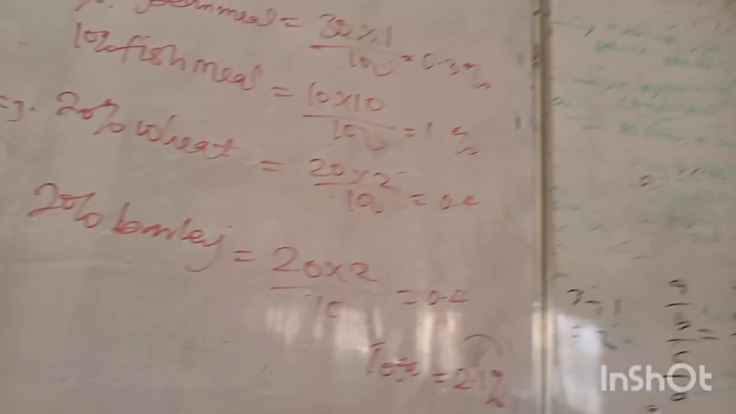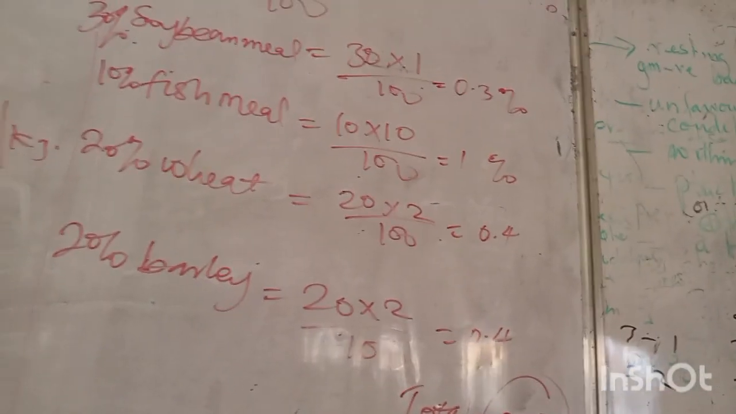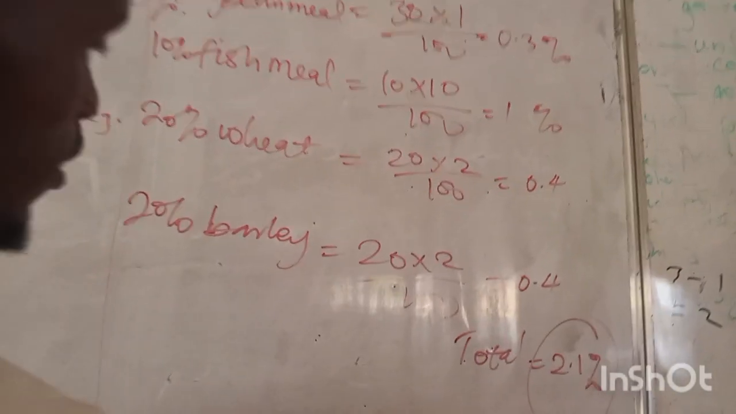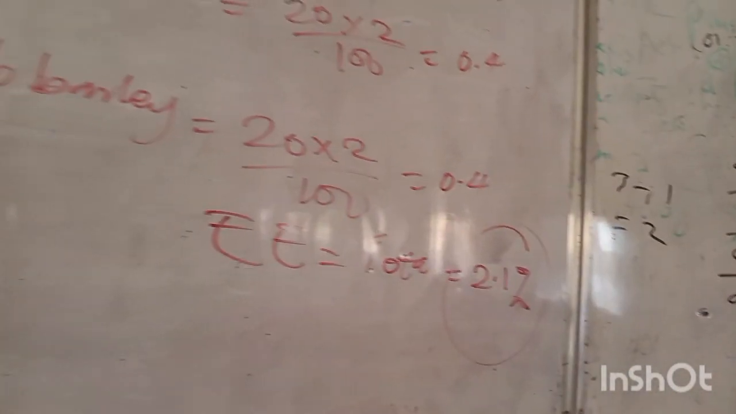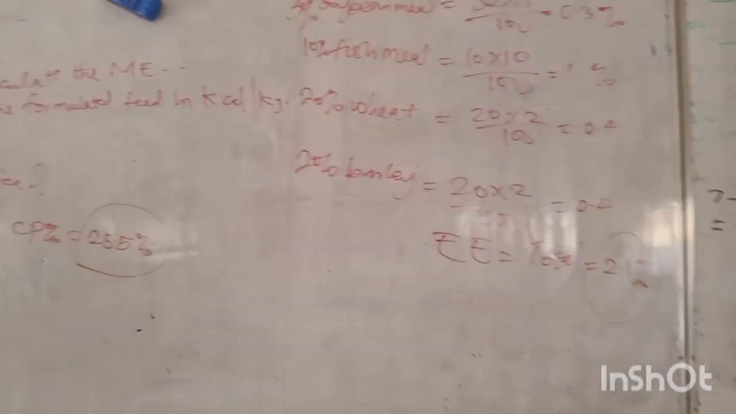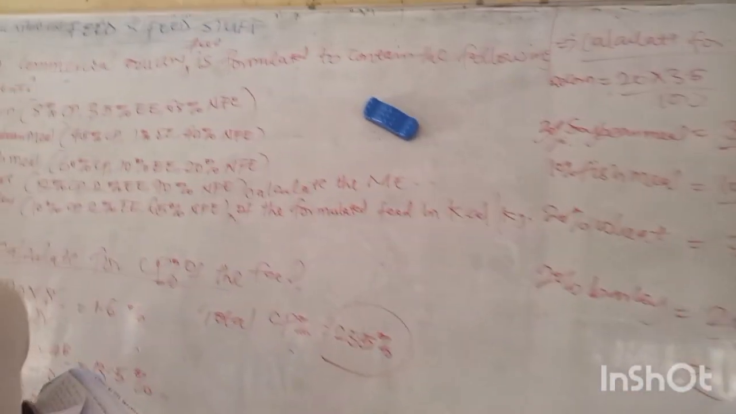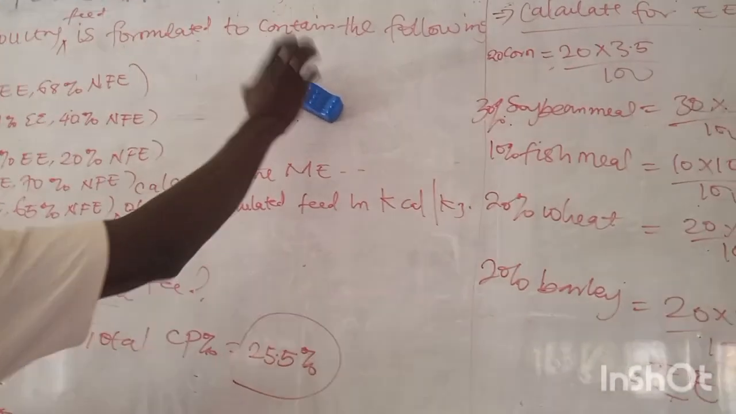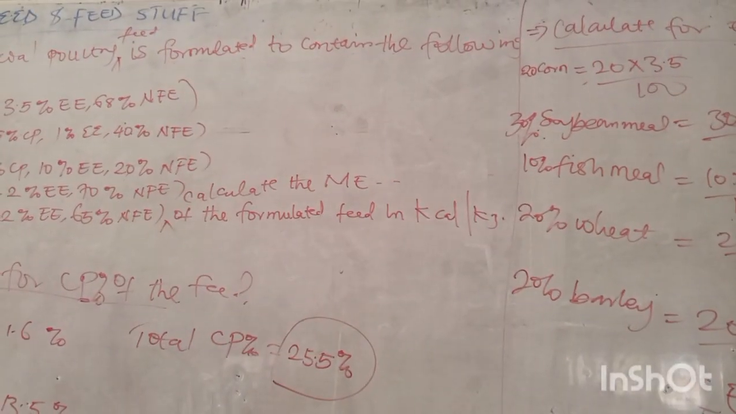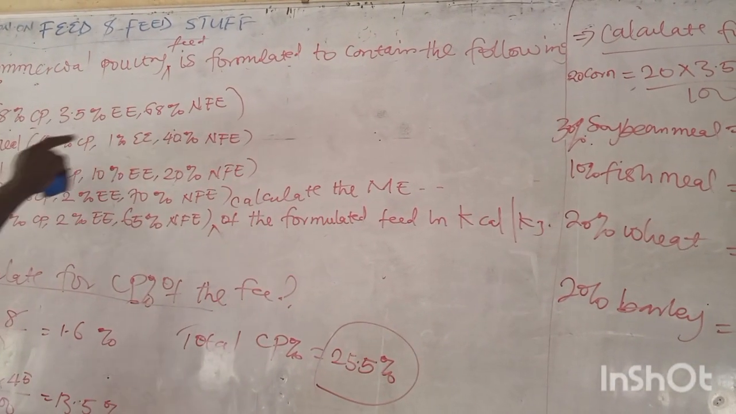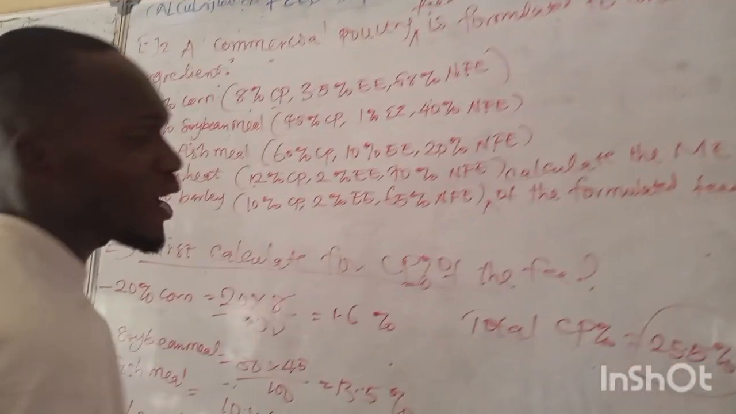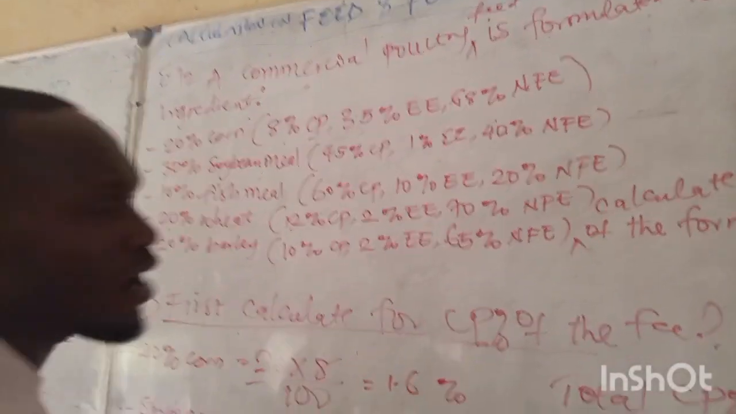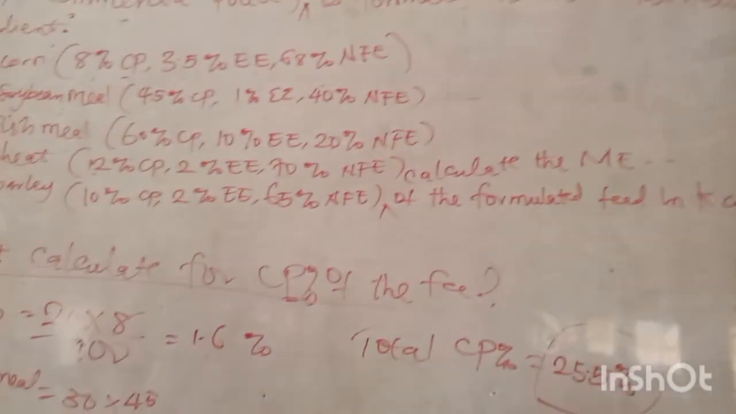Extract, EE. Of the EE. Thank you. So our EE is what? This is the EE. EE percent is what? 2.1. Good. So we are going to be solving for our nitrogen free extract, which is the last part of it before we now go back to the main calculation. I hope you all get it.